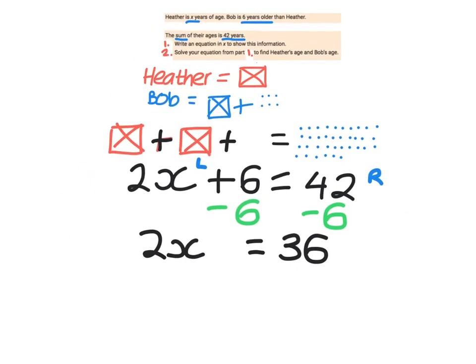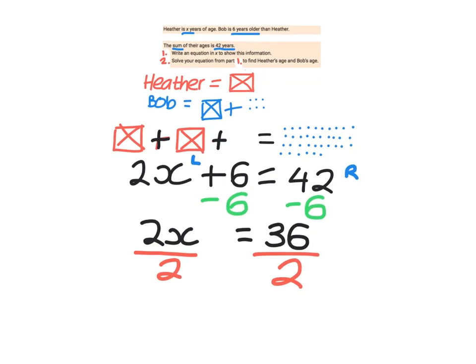We have 2x is equal to 36. However, we want to find x, and currently x is being multiplied by 2. So we are going to divide by 2 on both sides to find out x. And we know that 2x divided by 2 gives me x is equal to 36 divided by 2, which is 18.